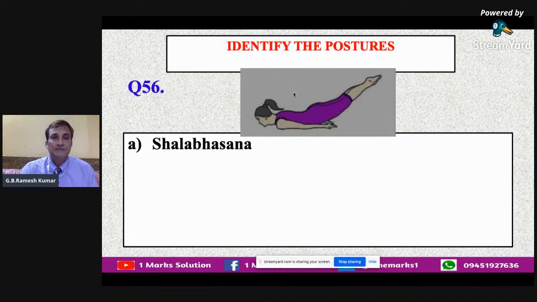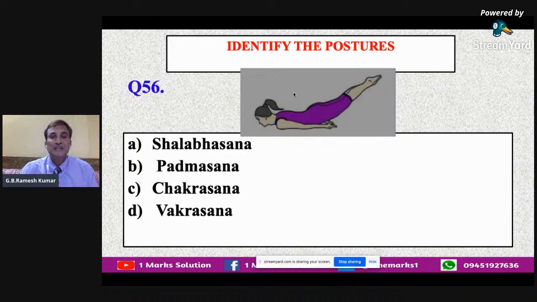Shalabhasana. Sorry, I told the answer. Shalabhasana, Padmasana, Chakrasana, and Vakrasana. The answer is Shalabhasana. It affects the spine and it strengthens the thigh muscles and abdominal muscles also. It tones up the abdominal part, all the organs.